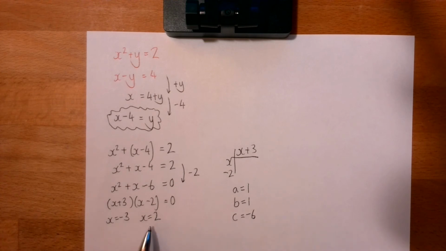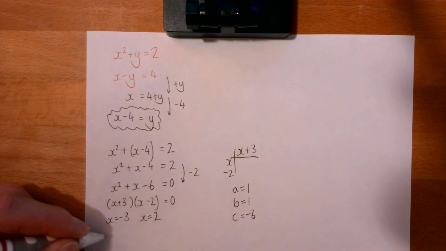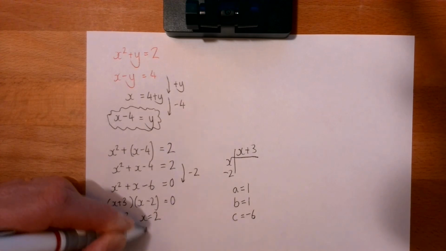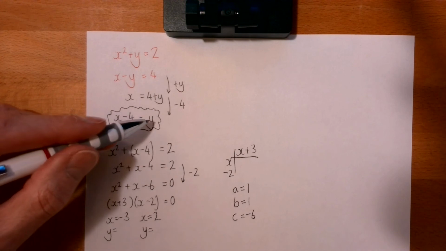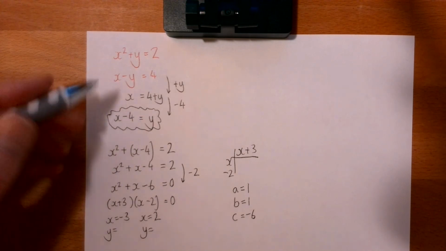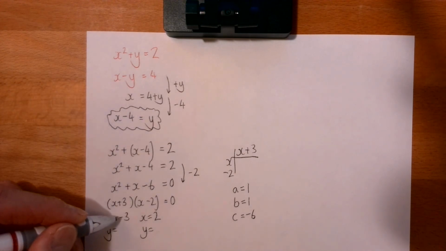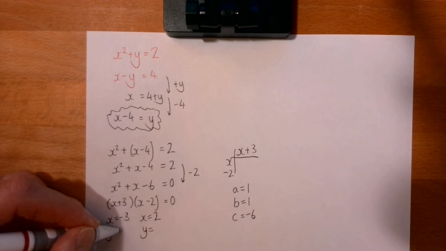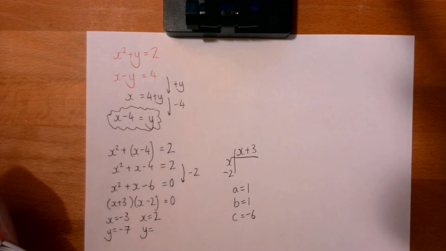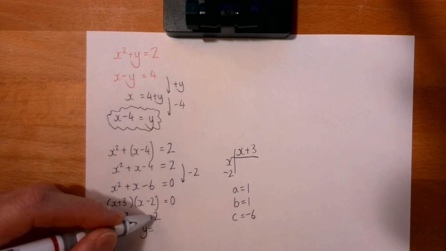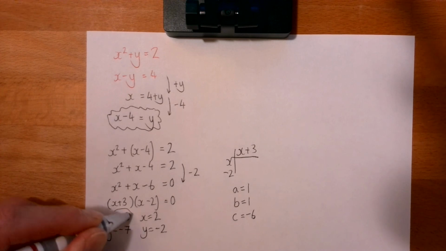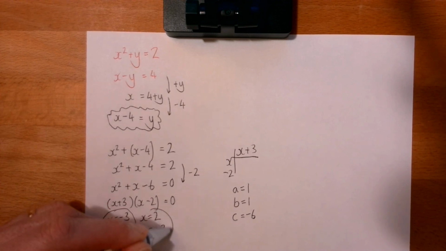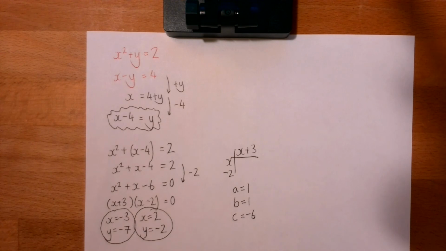Okay, so we've got our x answers, so the last thing we need to do is to work out our corresponding y answers, and that's where we go back to this equation here. We worked out that y is equal to x minus 4, so we've just got to do that value, take away 4, minus 3 minus 4 is minus 7, and we've got to do this value, take away 4, 2 take away 4 is minus 2. So that gives us our solutions. I hope that makes it clear.